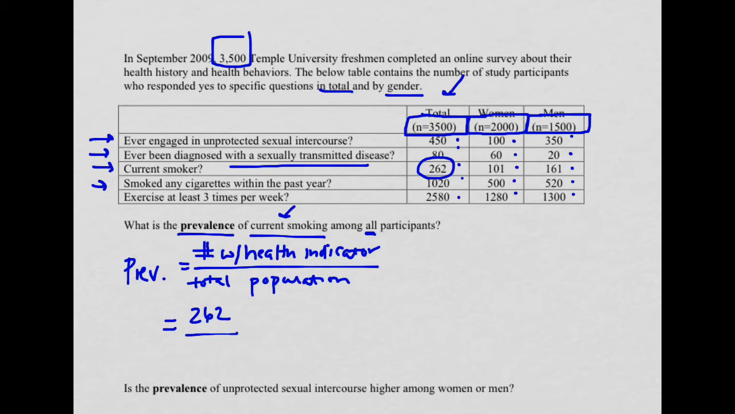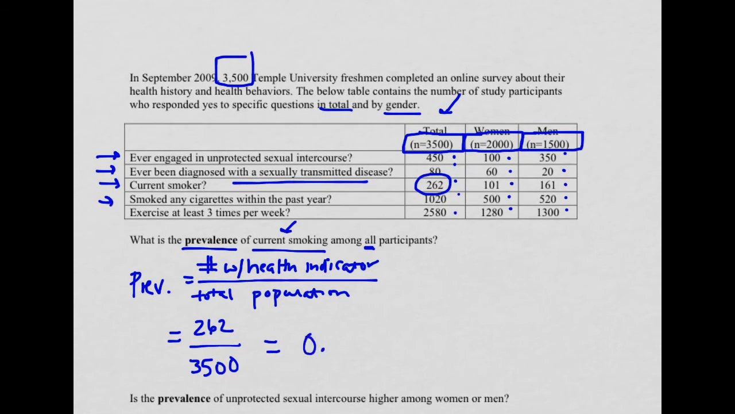Our denominator is our total population, and in this case we're not looking by gender, we really are looking in total, so our denominator is 3,500. We can then do that division, and we come out with 0.075, which we can multiply by 100 to end up with 7.5%. So the way to express this answer is that the prevalence of current smoking among study participants was 7.5%, or 7.5% of Temple University freshmen in September 2009 were current smokers. All right, so let's look to our next question.